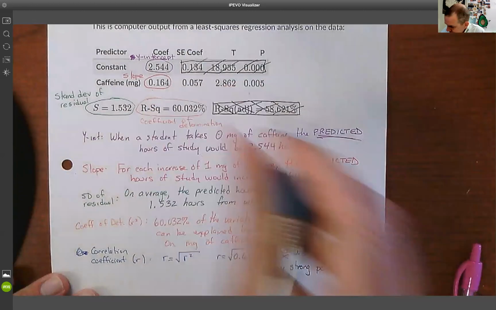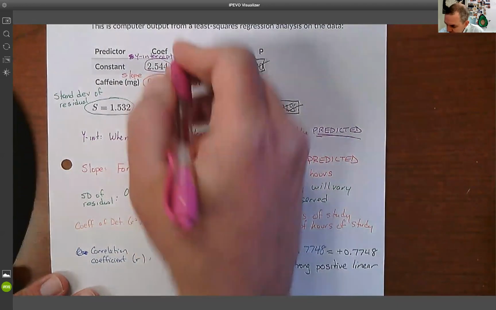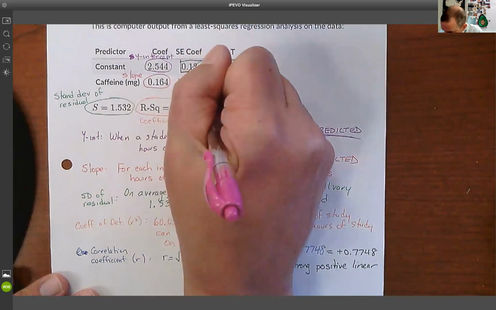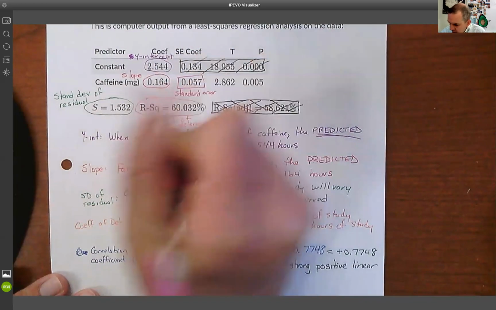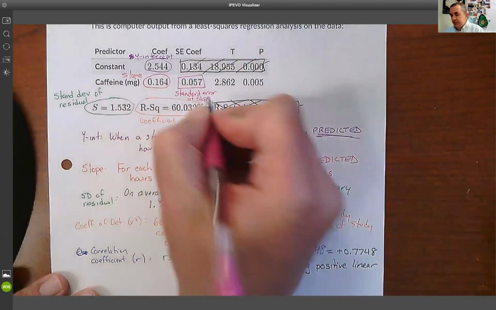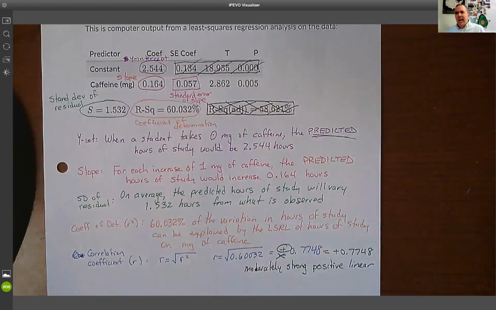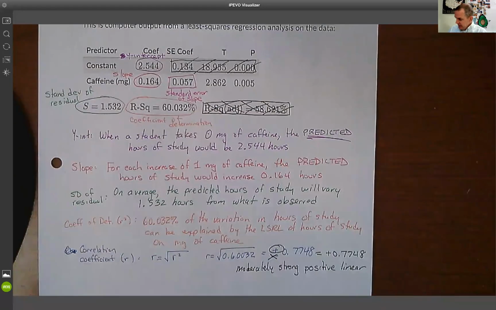This number here, if you look in this column, it says SE. Hopefully you remember what that SE stands for. It is called the standard error of that number right there. It is the standard error of my slope. What it's saying is how much variability my slope has: on average, if I were to keep looking at the slope, it's going to be off by about 0.057. That's the standard error of the slope. Since this is a statistic, this is the standard deviation of that statistic. Okay, that's the first one.